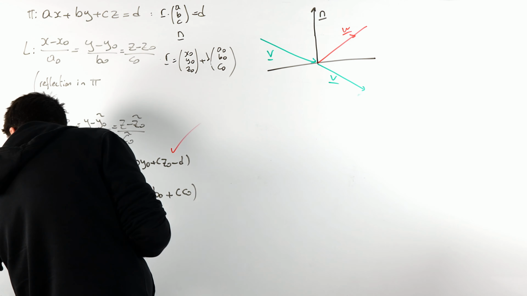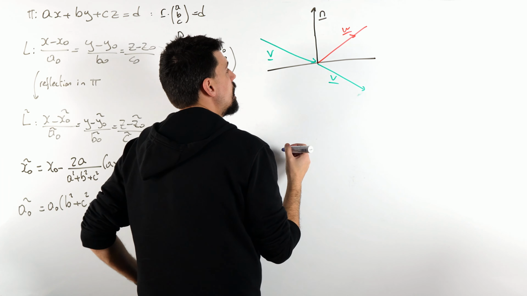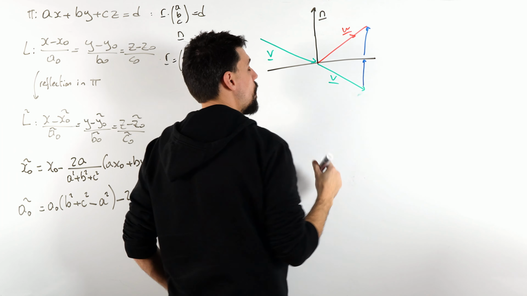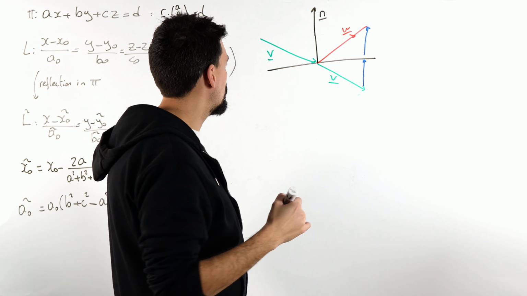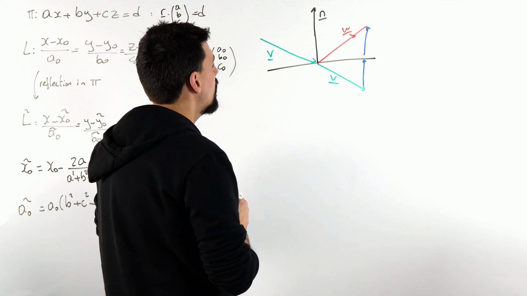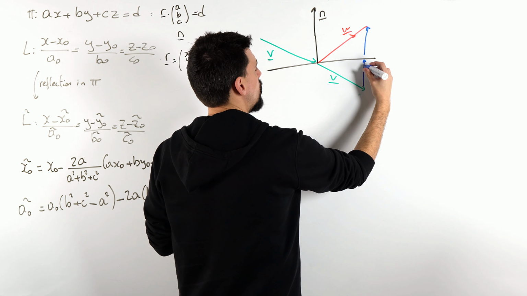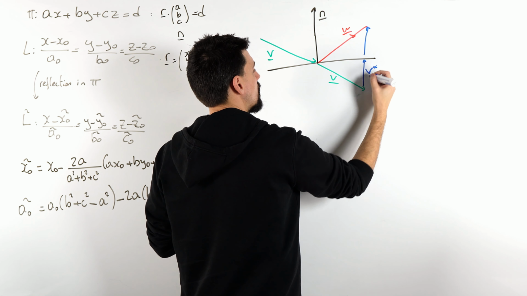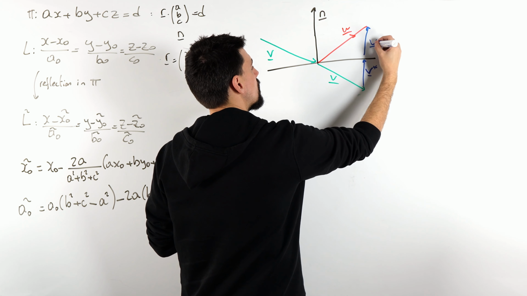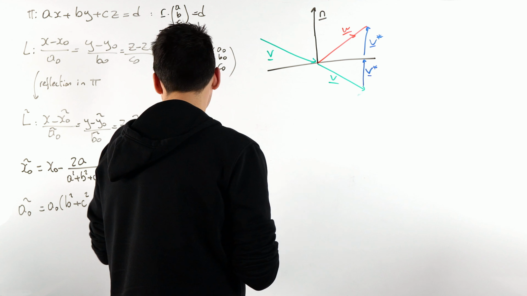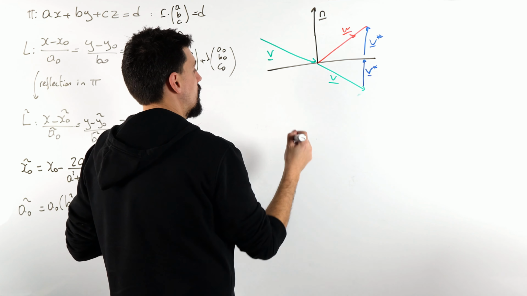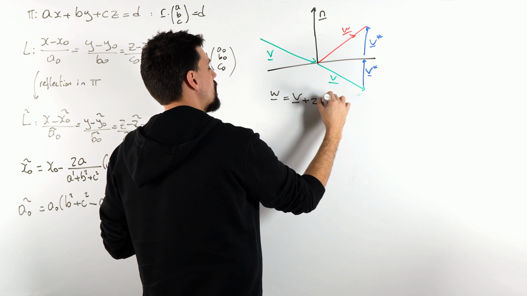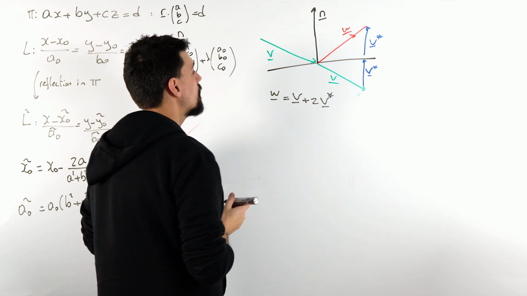What we are going to look at, and let's stick with some blue for a bit here, is how can I get w from v? Well, if I just add on this blue vector twice, you can see a similarity to what we just did. Whatever this thing is, let's call it v star. Then I can say that w is v plus 2v star.